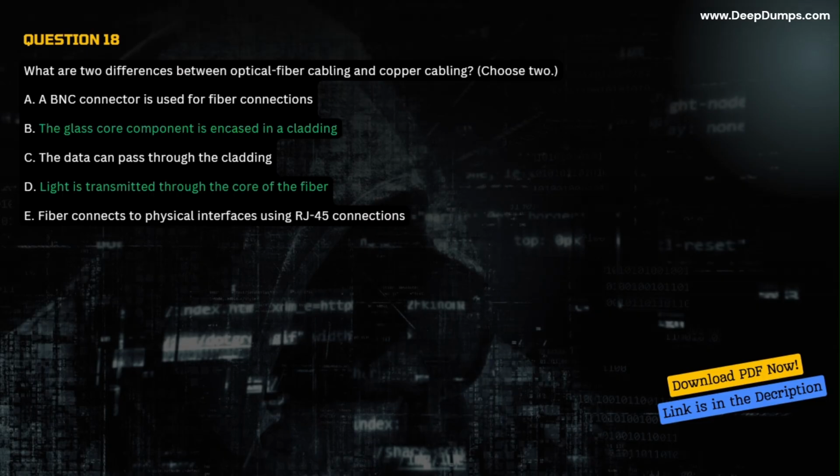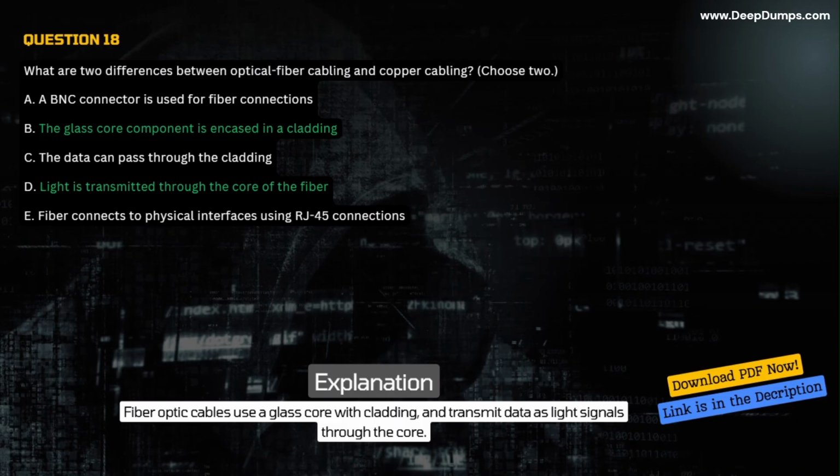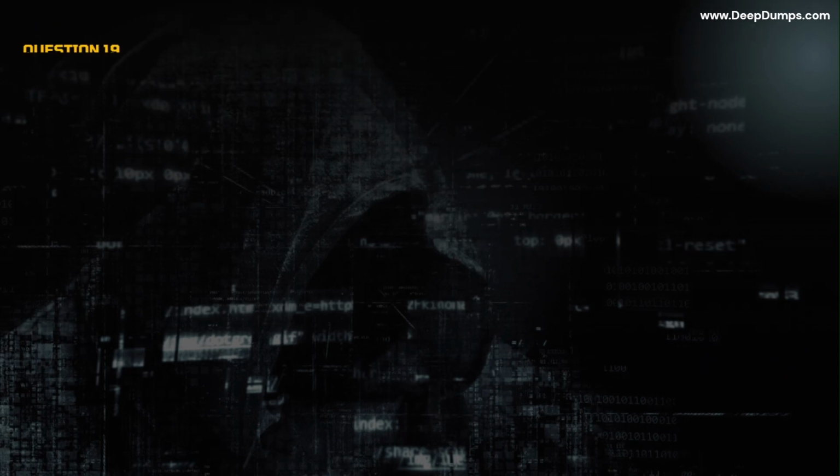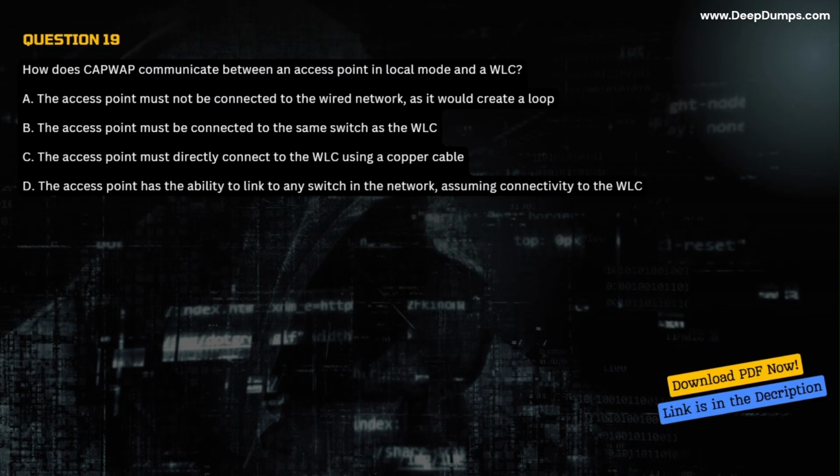Correct answer, B and D. The glass core component is encased in a cladding. Light is transmitted through the core of the fiber. Explanation. Fiber optic cables use a glass core with cladding and transmit data as light signals through the core. Question 19. How does CAPWAP communicate between an access point in local mode and a WLC?